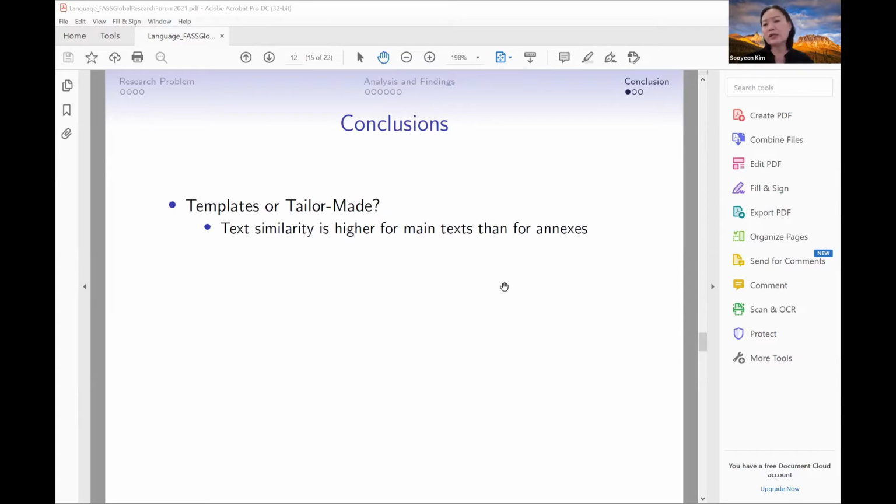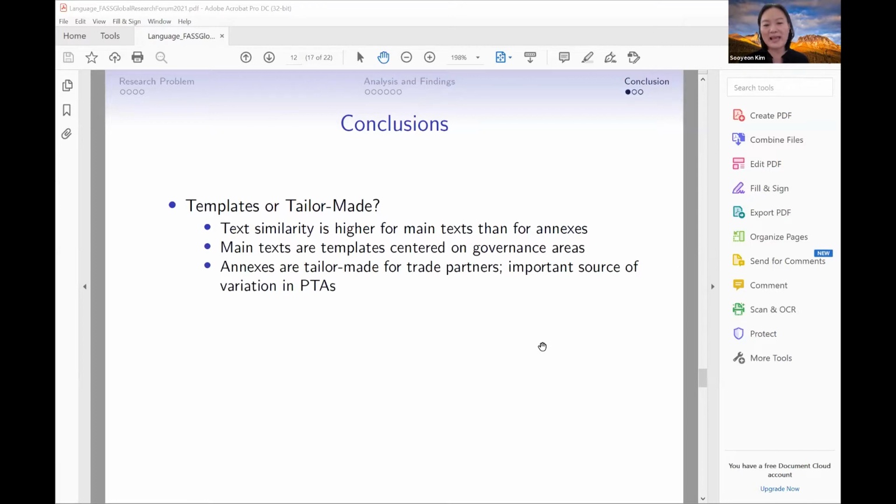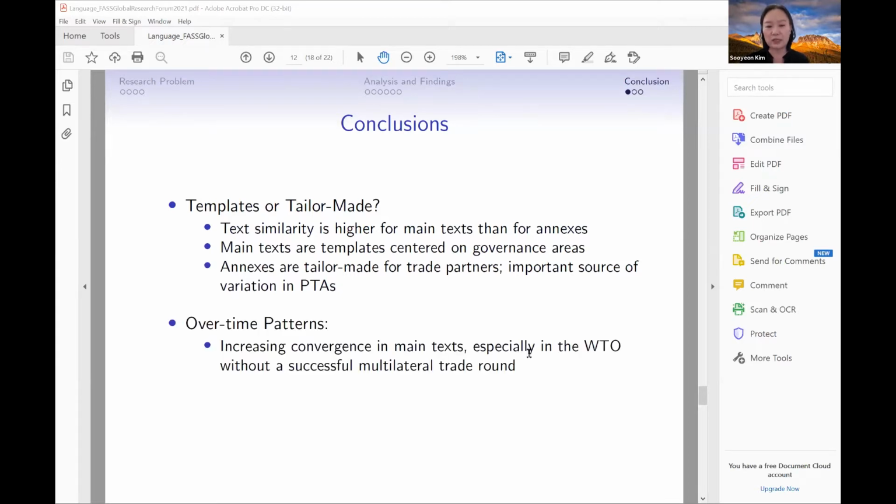All right. So in terms of conclusions so far, right, we have the two questions: are preferential trade agreements templates, or are they tailor-made? What I've shown you from our findings so far, from our analysis so far, is that text similarity across these agreements is much higher for the main texts than for the annexes. So main texts, remember, are templates for trade liberalization that are centered on general governance areas, whereas annexes are tailor-made for the trade partners involved in the agreement. And they are a very important source of variation in PTAs.